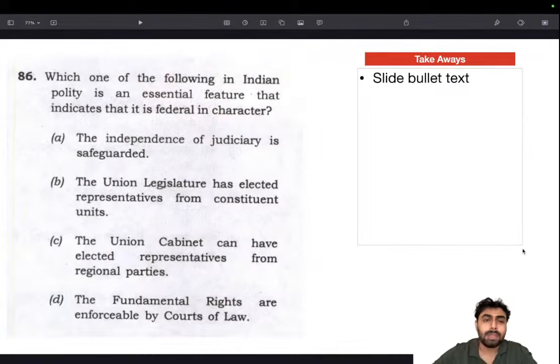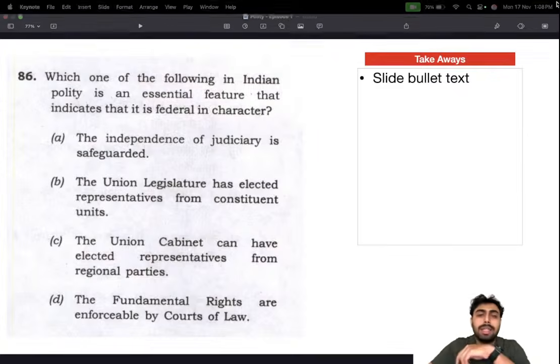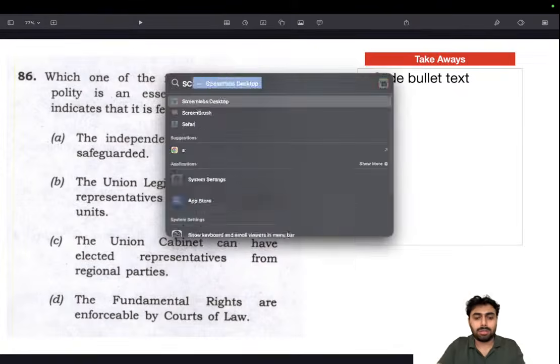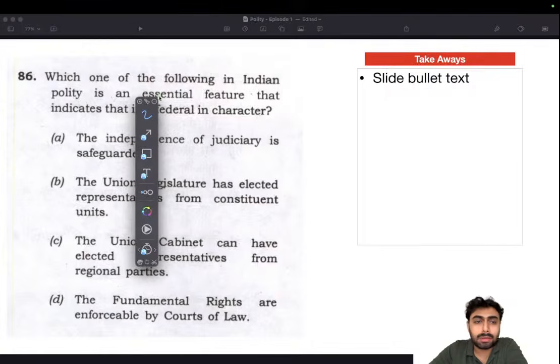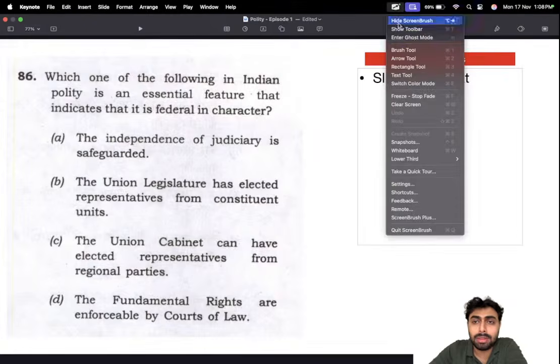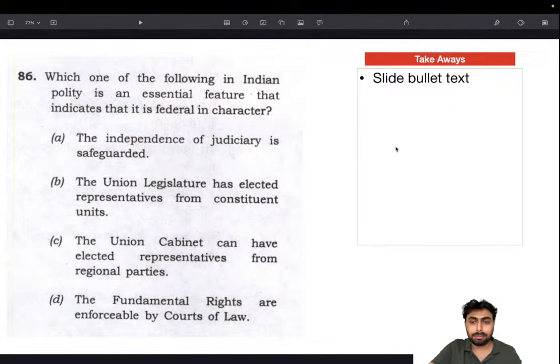Let's start. First one. Which one of the following in Indian polity is an essential feature that indicates federal character? Okay, it's an essential feature. That's a very important keyword. Underline it. There is no way around it. Don't make the mistake. So which one of the following in Indian polity is an essential feature that indicates that it is federal in character?